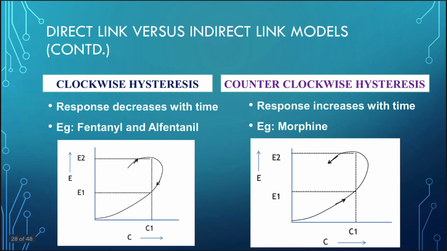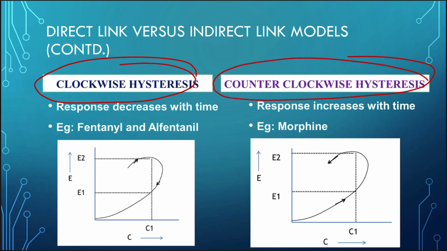We have different types of hysteresis: clockwise hysteresis and anti-clockwise, that is counterclockwise, hysteresis. In clockwise hysteresis, you can see it is going in this way. There is a decrease in the effect, that is from E2 to E1, as you can see, with the passage of time. And you can see that at a particular concentration we are having two different effects.